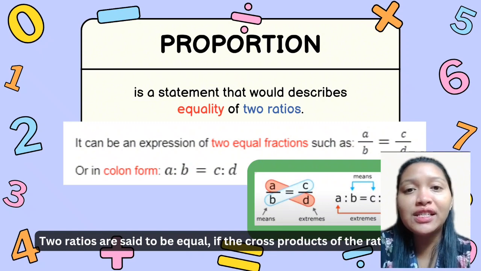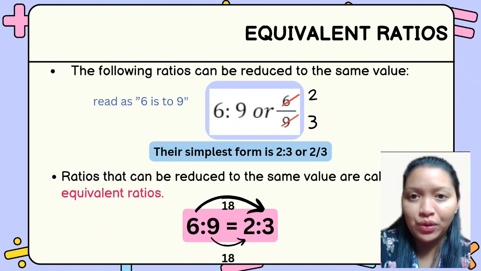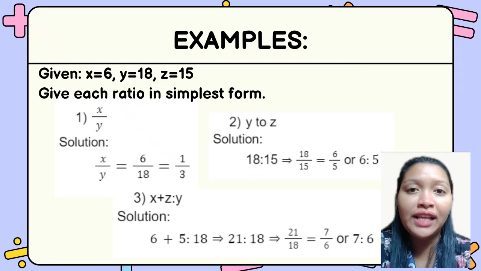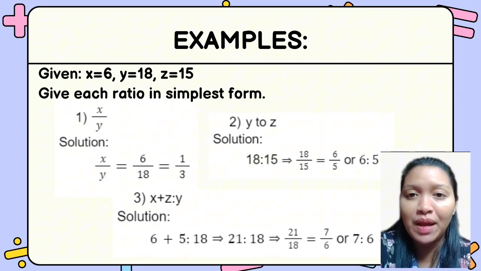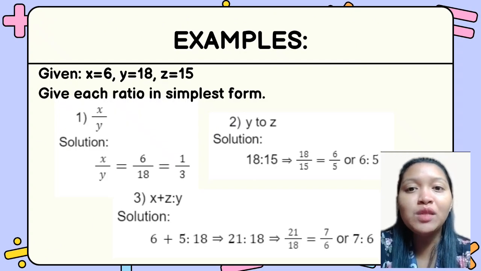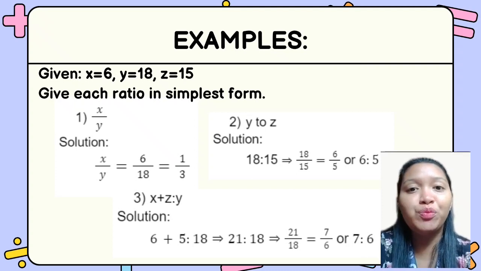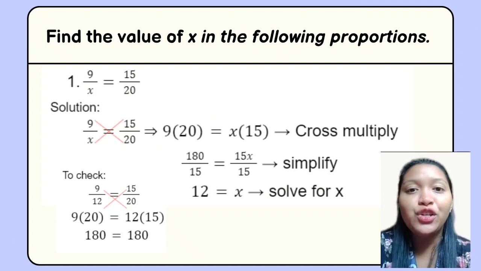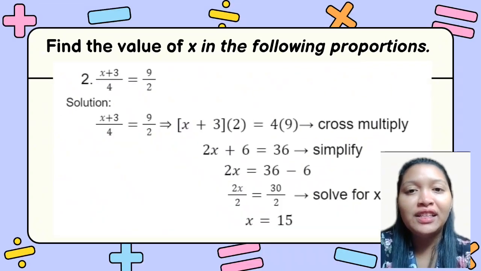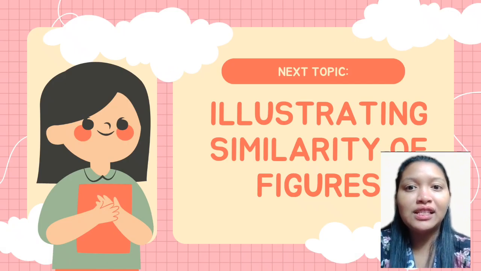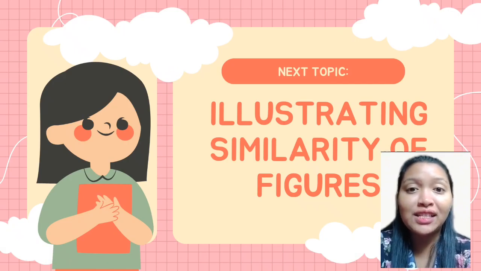Then ratios can be reduced to the same value, which is known as the equivalent ratio. Following that, I will explain and solve the problems or the examples, beginning with the simplest form and progressing to obtaining the value of x using the proportion. Then we move on to the next topic, which is the second topic, demonstrating the similarity of figures.